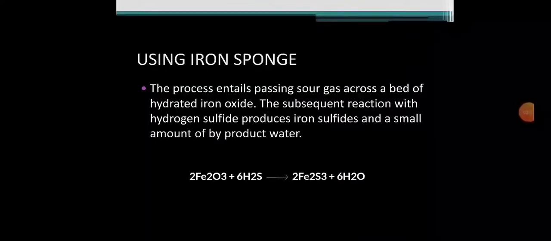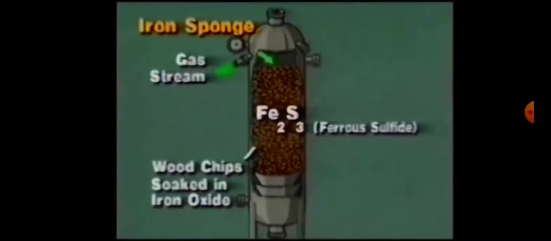Another method which we can use is by using an iron sponge. The process entails passing sour gas across a bed of hydrated iron oxide. The subsequent reaction with hydrogen sulfide produces iron sulfides and a small amount of byproduct water. Iron sponge consists of wood chips covered with iron oxide. The material is placed in a vessel through which sour gas is flowed. The H2S reacts with iron oxide to form iron sulfide. The spent iron sponge is remoistened with the help of water. Iron sulfide is then released into atmosphere.